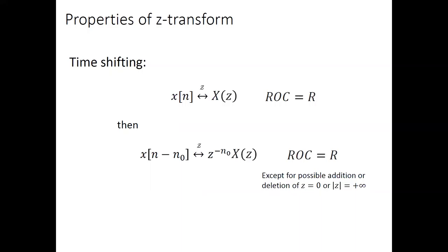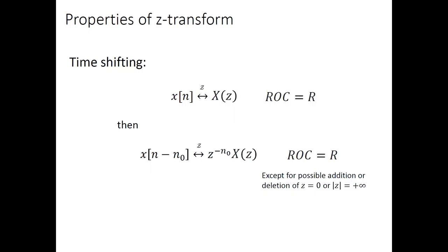So, the time shifting property. The z transform of x of n is capital X of z, with ROC R. Then we shift the signal by n zero. When n zero is a positive integer, we are shifting it to the right by n zero units. If it's a negative integer, then we are shifting to the left. But regardless of the direction, regardless of the sign of n zero, this always holds. So the Z transform of x of n minus n zero is capital X multiplied by an additional term z to the power minus n zero.